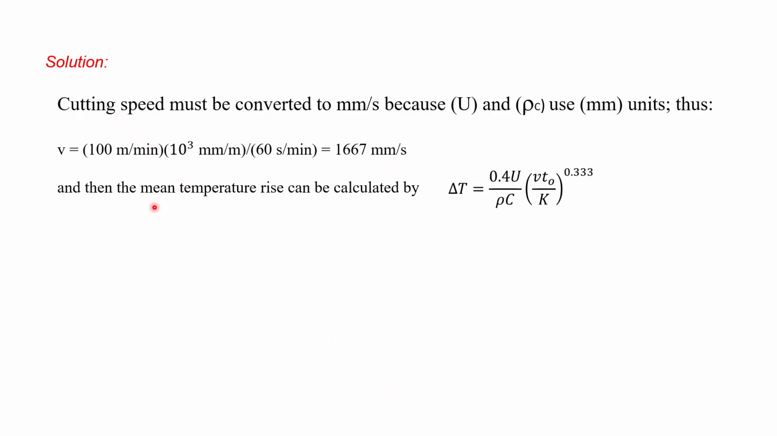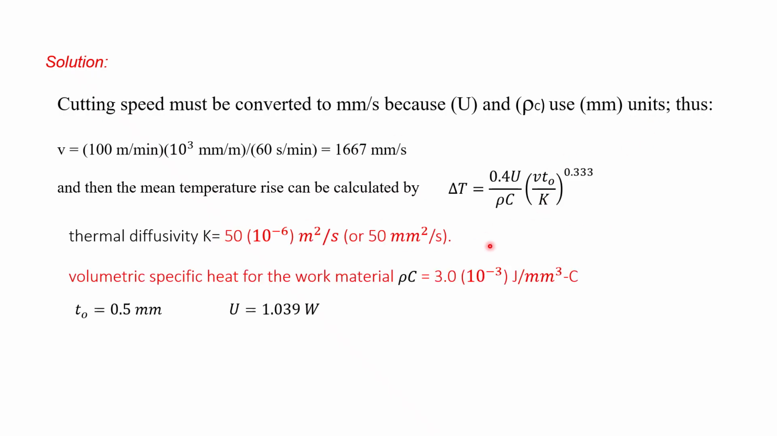And then we're going to find the mean temperature rise by calculation using the delta T equation from Cook. The U we said is known, the rho C is known, the V is now calculated, the t0 is given, and the K is given. So this is the K value we're going to choose, the 50 millimeters squared per second, because we're using millimeters per second for the velocity, and we're going to use the t0 value also in millimeters. The U was given as 1.039.